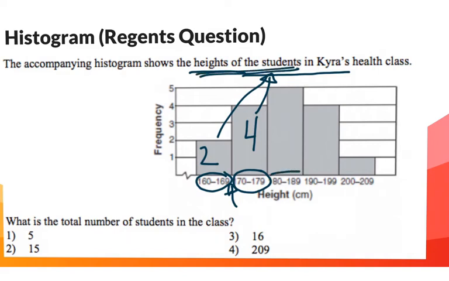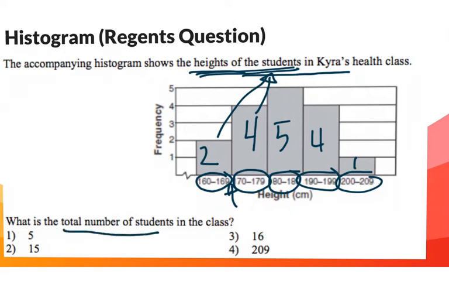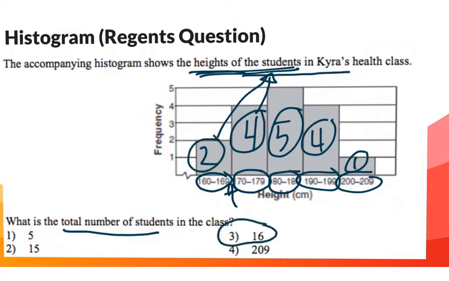Okay, so let's just do this. 180 to 189, it looks like there are 5 students. 190 to 199, 4, and 200, the super tall students, there's just 1 super tall student. All right, so again, for the total number of students in the class, I just say 1 plus 4 is 5, plus another 5 is 10, plus another 4 is 14, plus another 2 is 16.